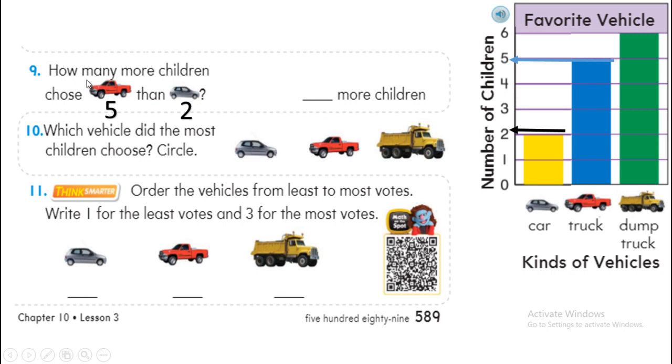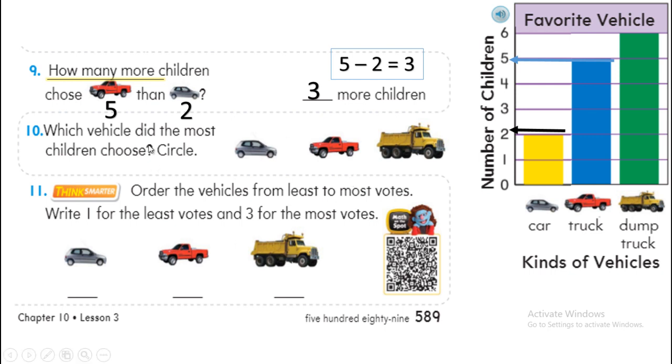We have how many more? Underline it. Remember, how many more? What are we going to use? Subtraction. Excellent. 5 and 2. What should I do now? I want to write a subtraction sentence using the numbers 5 and 2. So, is it 2 minus 5? Of course not. I cannot start with the smaller number. I'm gonna start with the bigger number. 5 minus 2 equals 3. So 3 more children chose truck than the car.